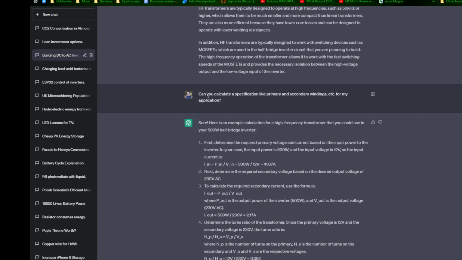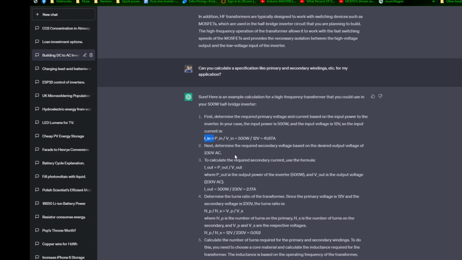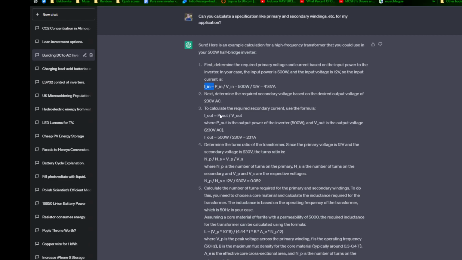Yes. Can you calculate a specification like primary, secondary winding, etc. for my application? Yes. So look. It's showing us how many amperes is on the input current, yes, and that's power input divided by voltage input equals amperes. And then next determine the required secondary voltage, yes, as well, which we have here. So it specifies everything. It's 217 amperes on the output needed.